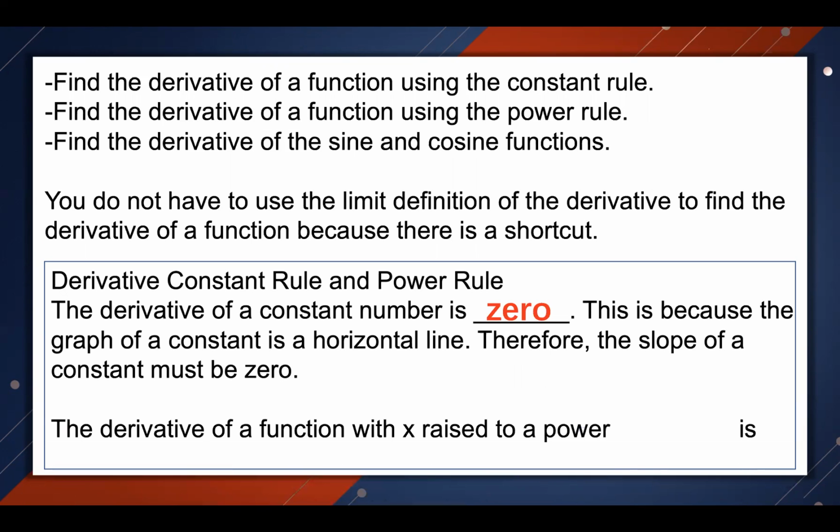The second one is the power rule. For a function with x raised to a power, f of x equals x to the power of n, f prime equals n times x to the power of n minus 1. So let's give some examples of these rules.